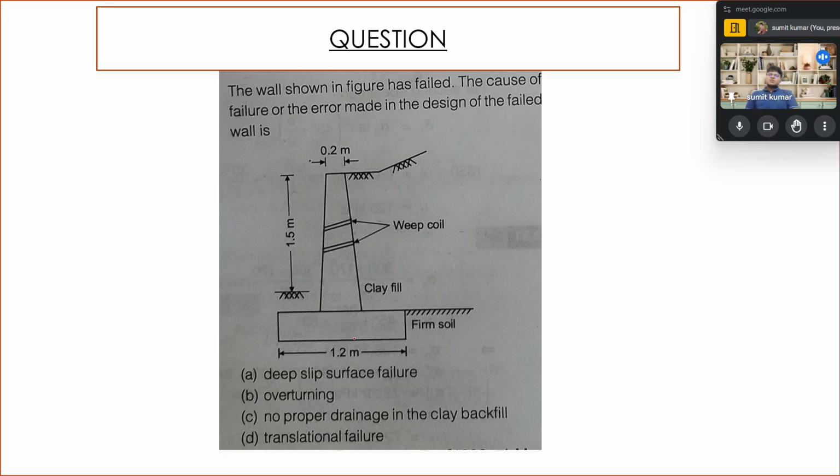Now we are moving to the next problem, which states that the wall shown in the figure has failed. The cause of failure, or the error made in the design of the failed wall, is.